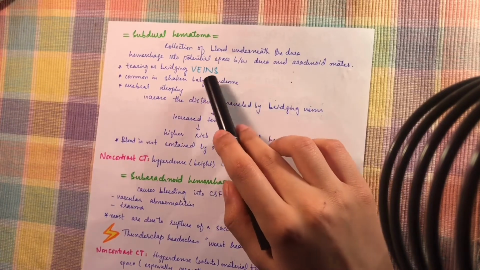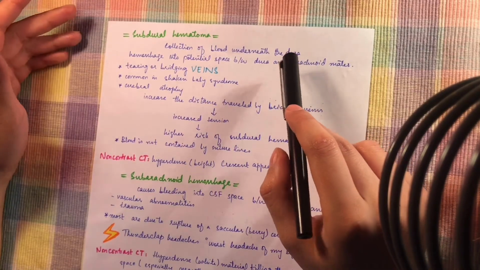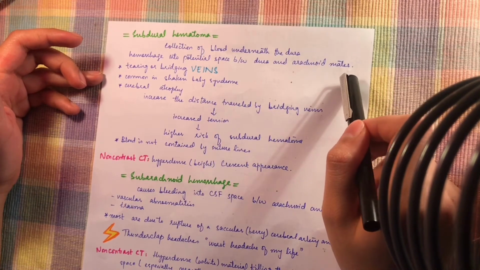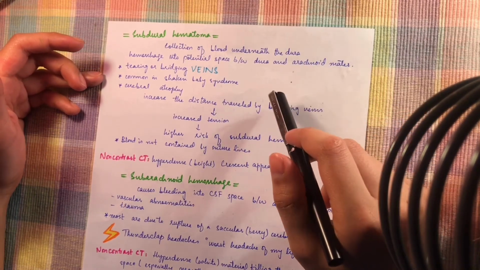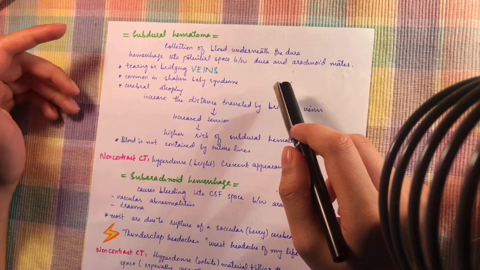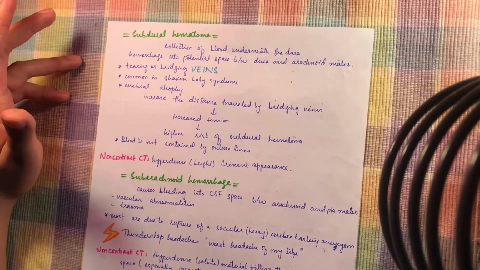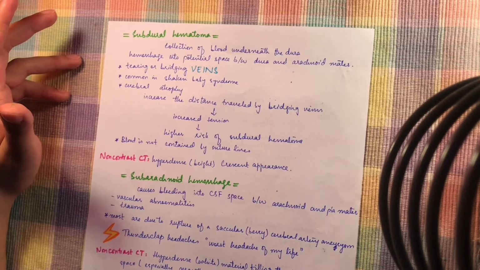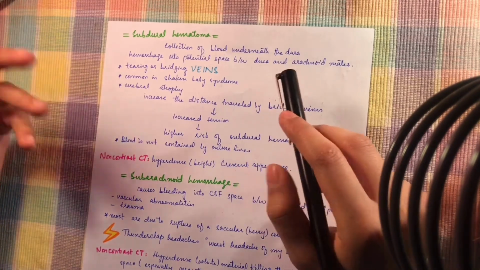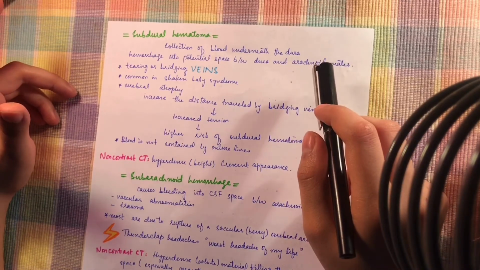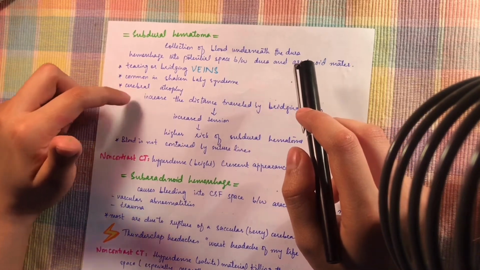Subdural hematoma is the collection of blood underneath the dura. It is hemorrhage into the potential space between the dura and the arachnoid mater, and it is caused by tearing of bridging veins that drain the cortex into the dural sinuses, usually by sudden acceleration-deceleration injuries. It is common in shaken baby syndrome or any other kind of child abuse, due to thin-walled bridging veins. It is also common in cerebral atrophy.